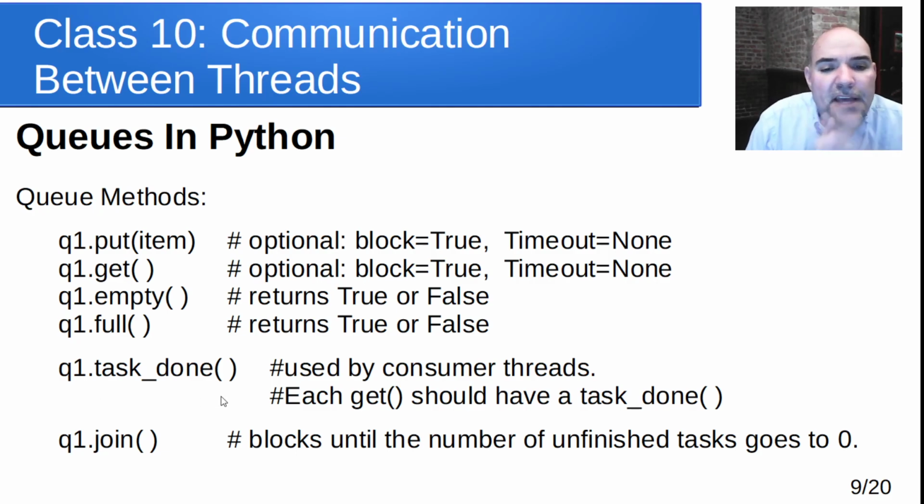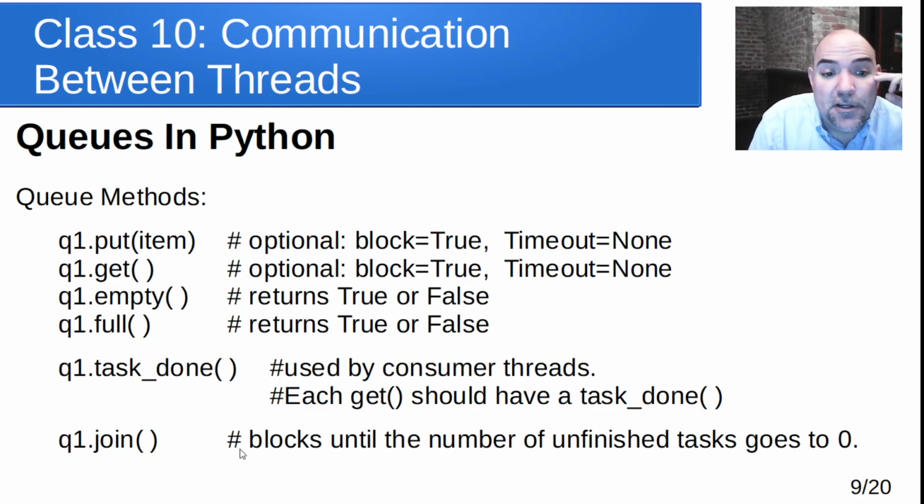Now this q1.taskDone is going to be used by your consumer threads. Each time you call get and get a reference to that object, you should call taskDone after you've done the get. What that does is inform the queue that I'm done with that object and I've finished processing it. The main reason for that is when you use q.join, which will block on that queue until everything has been pulled out of the queue, and not just that, but we've completed all the tasks. We've done a task done on each.